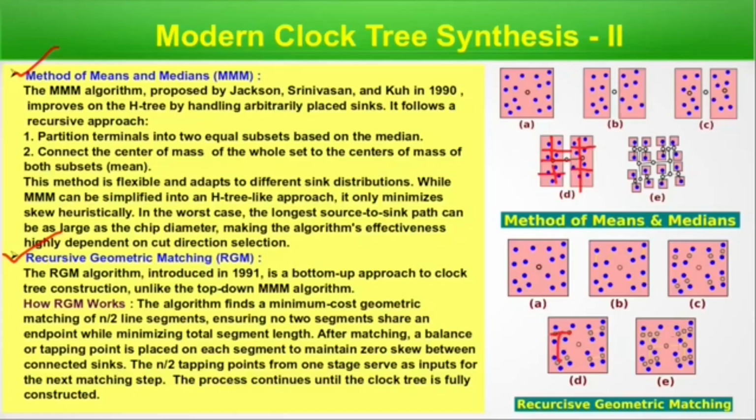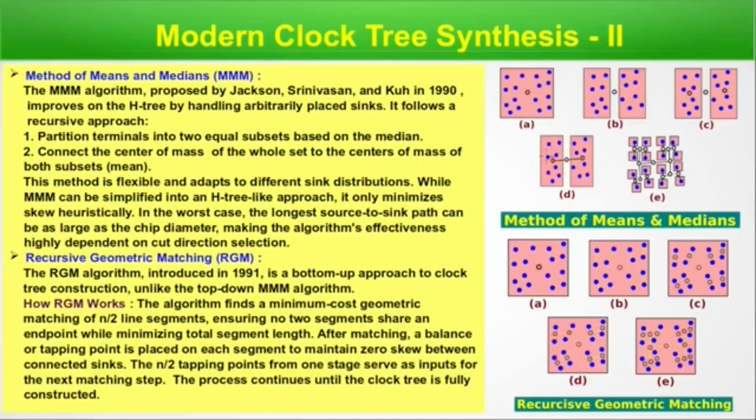Again these two sinks are connected by this tapping point, and these two tapping points are connected by another tapping point. This is the tapping point of these four at this stage. And here these two have a tapping point, these two have a tapping point, and between these two tapping points there is another tapping point. These tapping points are connected, and in between we find another tapping point, meaning here meets here in another tapping point. It's a bottom-up approach and here it's a top-down approach.